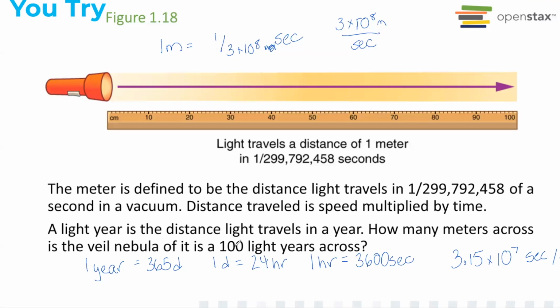And then I also needed that this is 100 light years across. So we'll have 100 light years times 3 times 10 to the 8th meters per second times 3.15 times 10 to the 7th seconds per year.